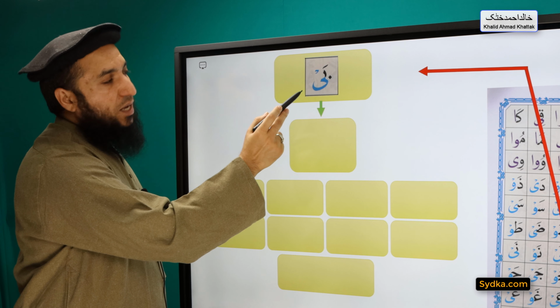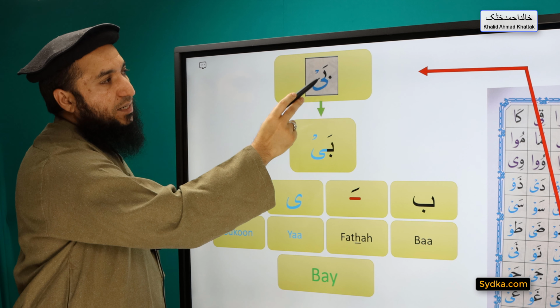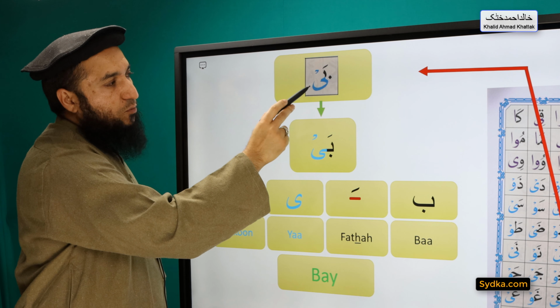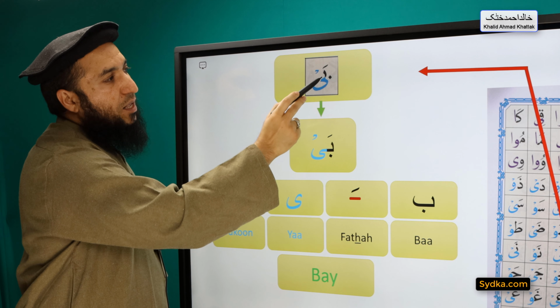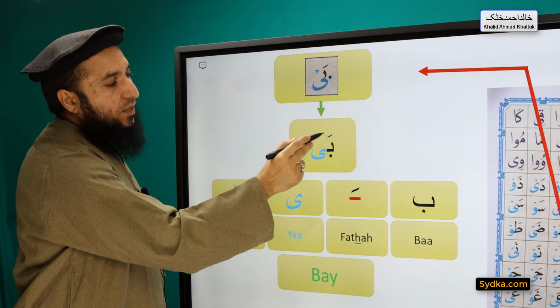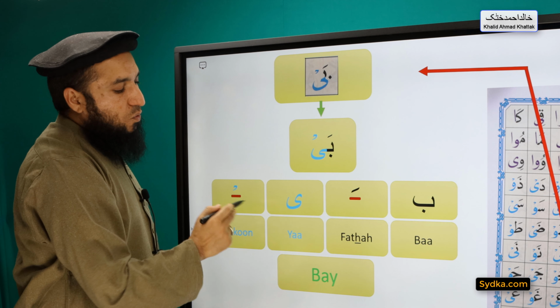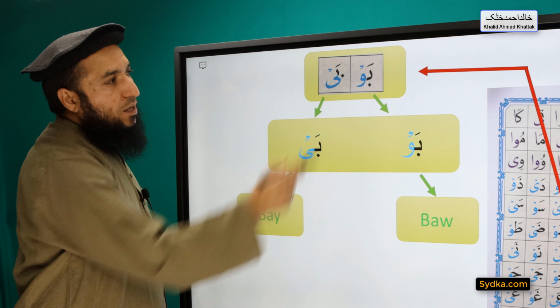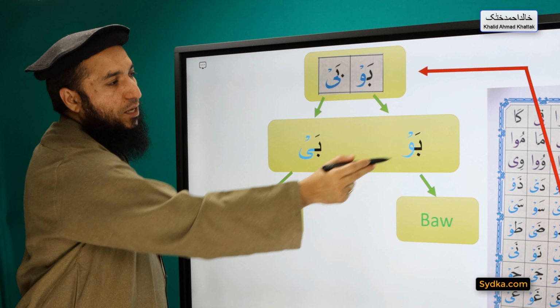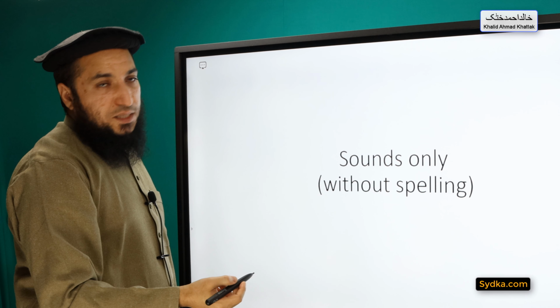The next syllable we have is Ba Fatha Ya Sukoon Bay. Ba is a light letter, it has Fatha on top of it, it is followed by Ya, and Ya has a Sukoon. Ba Fatha Ya Sukoon Bay. Baw Bay. Baw Bay. So the next few slides would be sounds only.